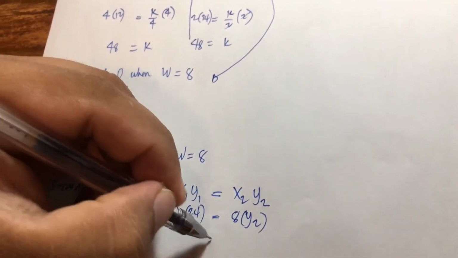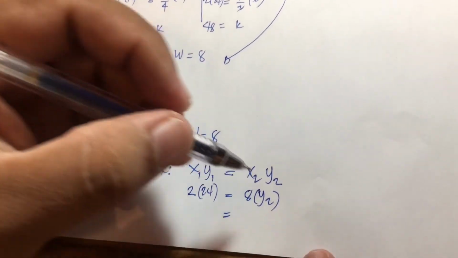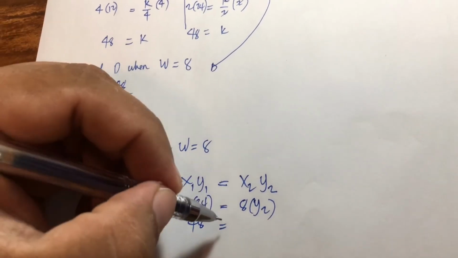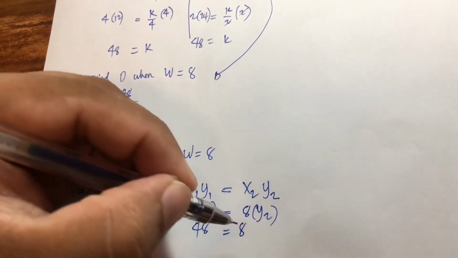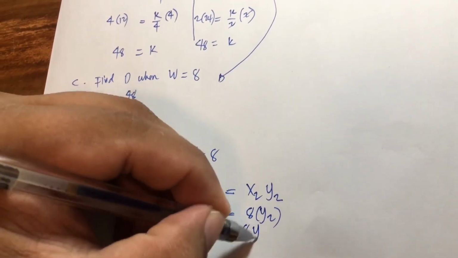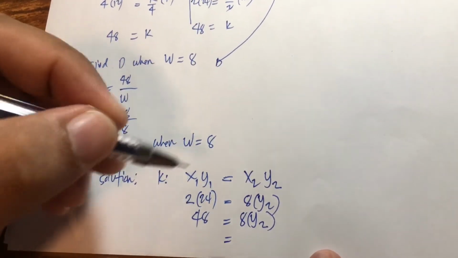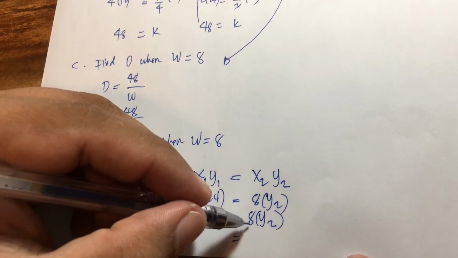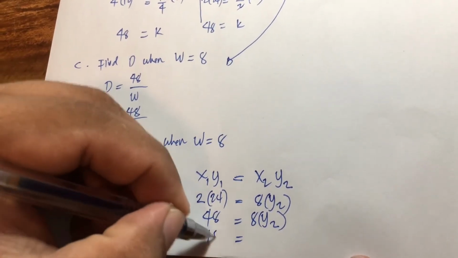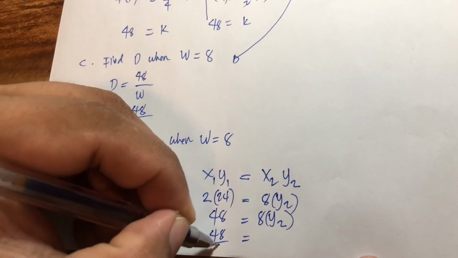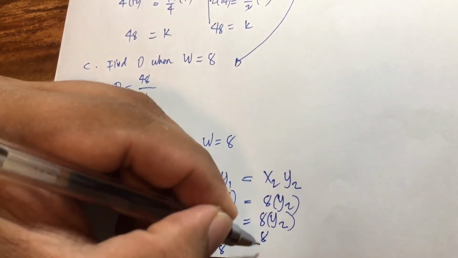Then solve for y subscript 2. So 2 times 24 is actually 48, equals 8 times y subscript 2. Okay, dividing both sides by 8 to eliminate 8 here on the right side. So you have 48 over 8. So here 8 over 8.